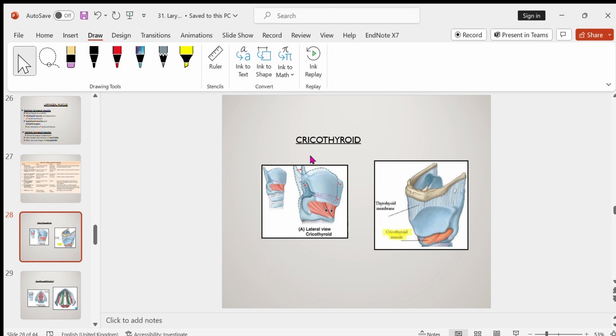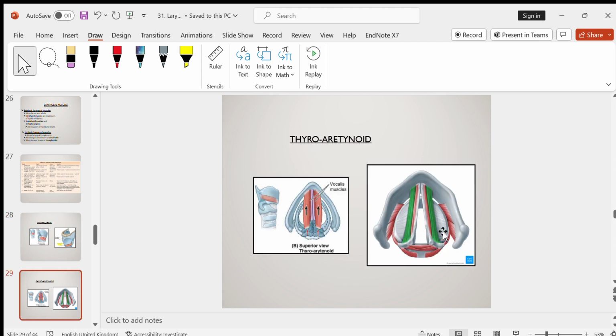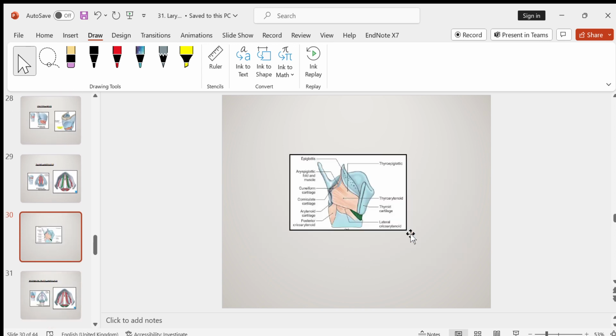Cricothyroid, as the name indicates, is between the cricoid cartilage and the thyroid cartilage. This brown muscle is the cricothyroid muscle. Next is the thyroarytenoid muscle. As the name indicates, it lies between the thyroid cartilage and the arytenoid cartilage. This green part is the thyroarytenoid muscle. Here we can also see the thyroarytenoid, between the thyroid and the arytenoids.